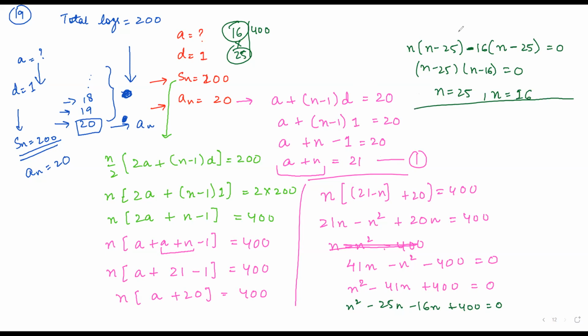Let us check one by one. So from equation 1, when n is equal to 25, so a plus 25 is equal to 21. So a is 21 minus 25. A is equal to minus 4. So minus 4 will be rejected because these are number of logs, right? Number of logs cannot be negative. Understood? A is exactly the number of logs in the first row. Fine, Harsha? So this is rejected.